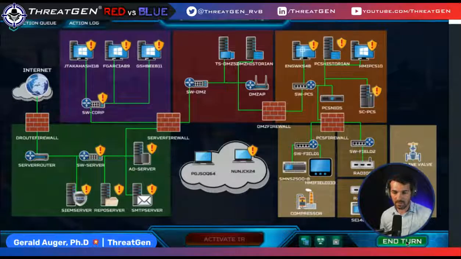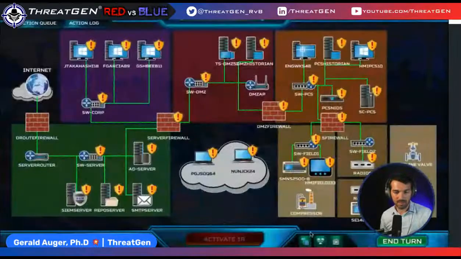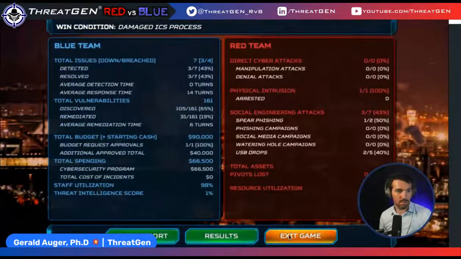Let's patch that system. Let's go. This is more of the reckless CISO. Let's go. Pen test completed. What did that get us? Ooh. Update firmware. Cool. Patch this. Yes. Patch this. Yes. Let's go. Oh, damaged ICS process. Damn it. What? Like, I want to know. Discovered 105 out of 161 vulnerabilities. Remediated 19% of it.